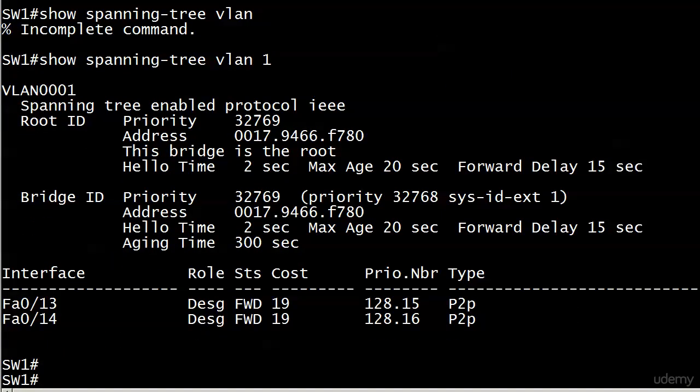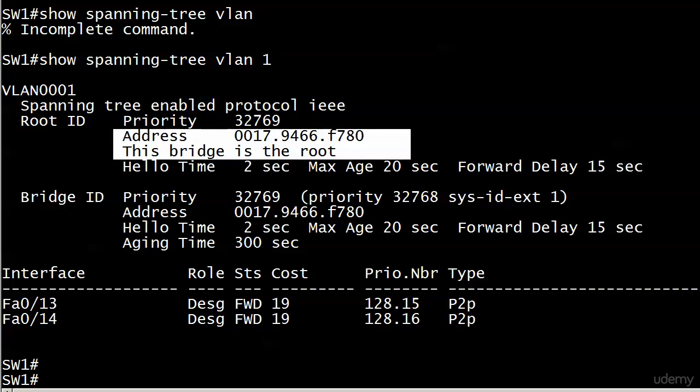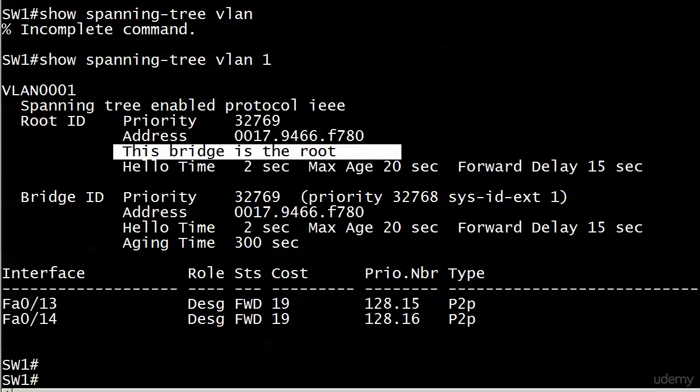And there is one huge hint directly in front of us that this bridge is the root. Can you spot it? And I hate to even insult you by saying this, but here it is. This bridge is the root. I'm going to show you the other three here in a moment.